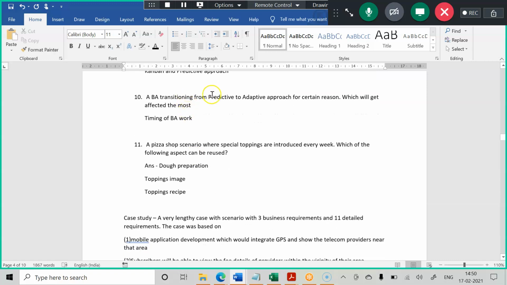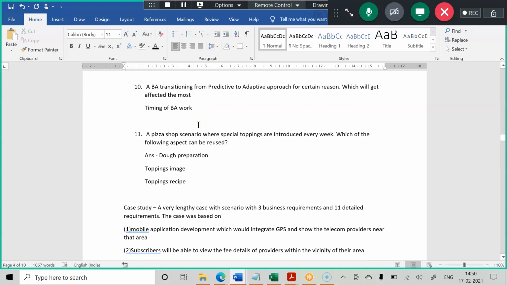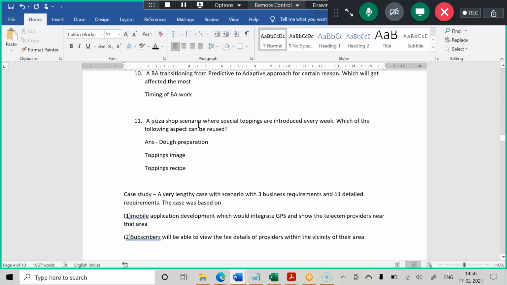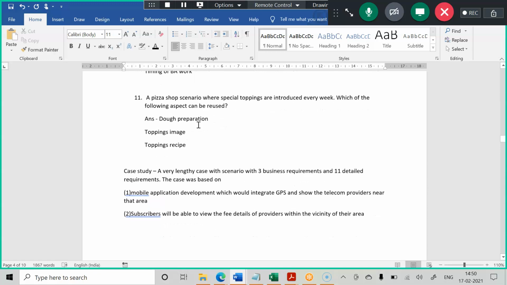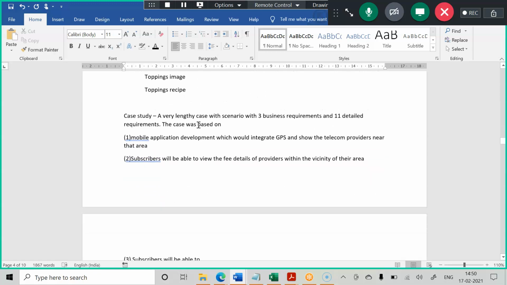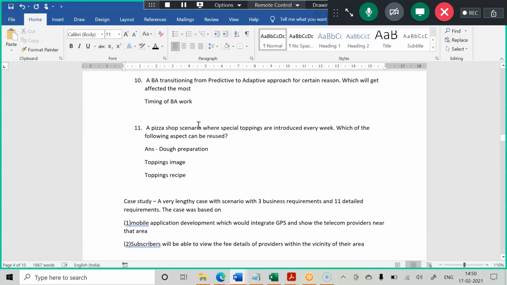Characteristics are also important. Then there will be a question on, if you're transitioning from a predictive to an adaptive way of working, what would be impacted the most. Usually the timing of the BA work is what gets affected, so you have to mark that.